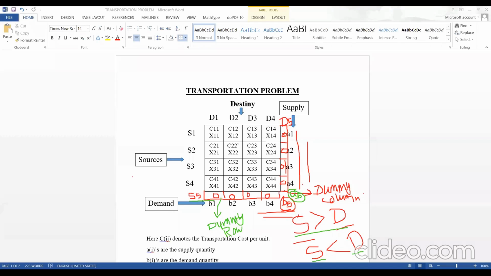And if the condition is supply is less than demand, then you need to create more supply. And in order to create more supply, we need to insert one dummy row. So this is the way the unbalanced transportation problem is converted to a balanced transportation problem. Is that clear up to that? Yes, sir. Okay.